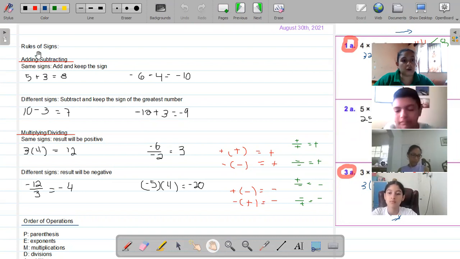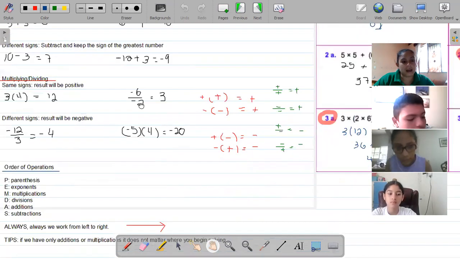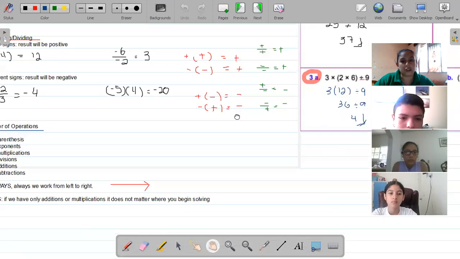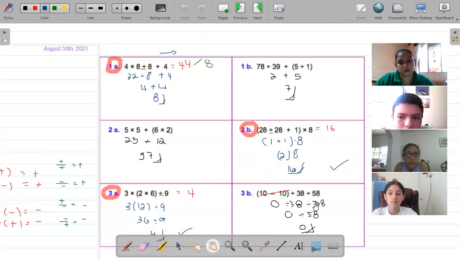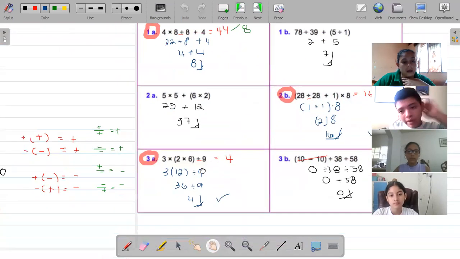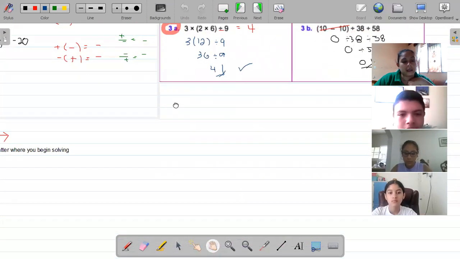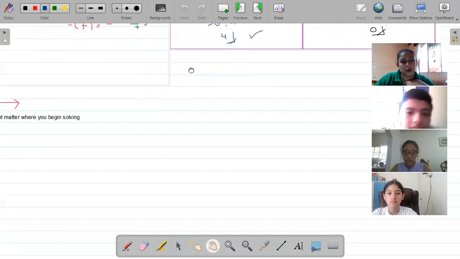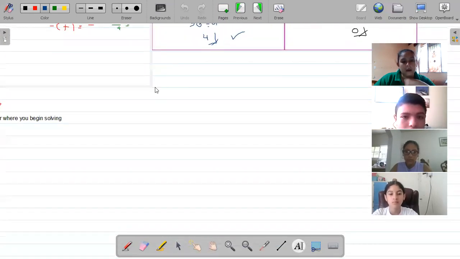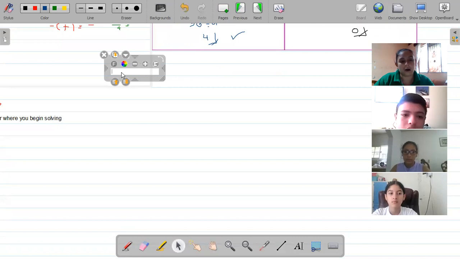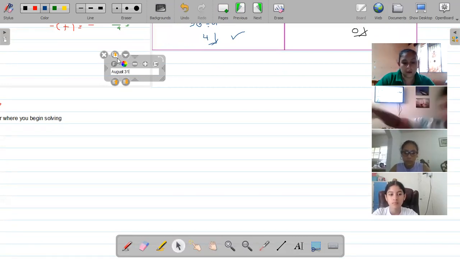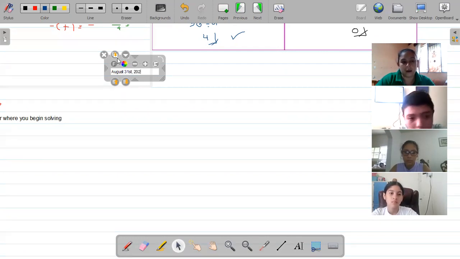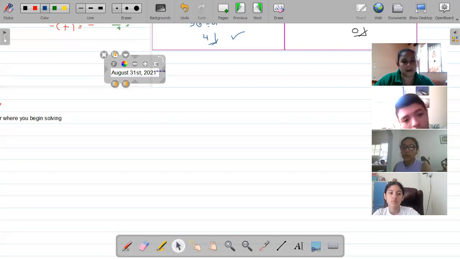So yesterday we saw the rules of signs, then we saw orders of operations, and we did a couple of exercises. We said that we were going to be able to skip some steps, okay? And today we're going to see another part that's really important for this topic, okay? Remember, we place the date always. Today is August 31st. We place the date so we can remember what we're doing, okay?